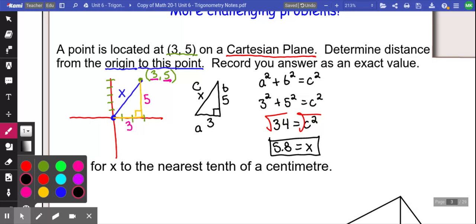I think the important thing, especially moving forward with what we're going to do in math, is realizing that a point on a Cartesian plane creates a triangle. So whenever they give you a point on a graph, you actually do have a right angle triangle.